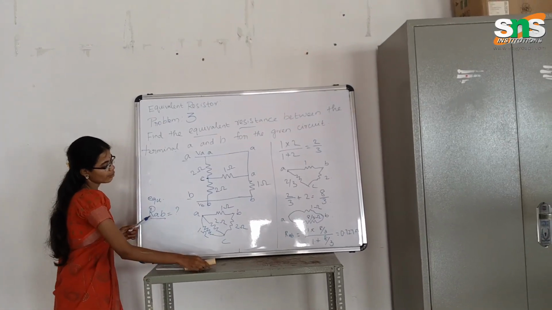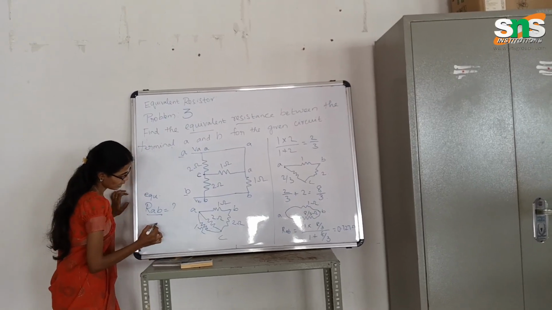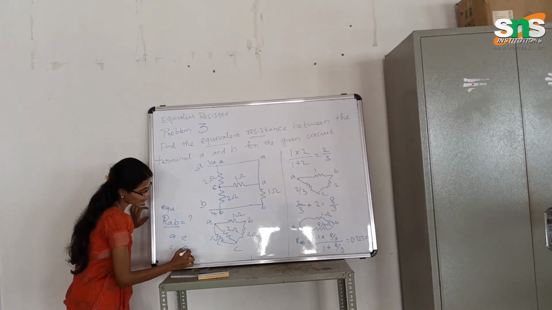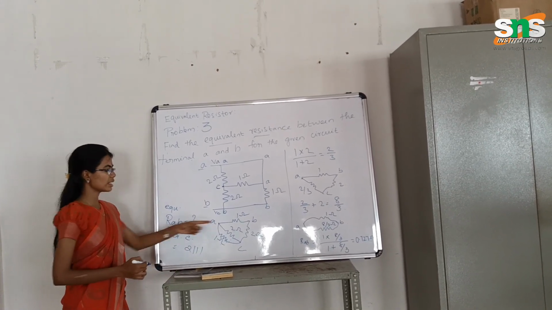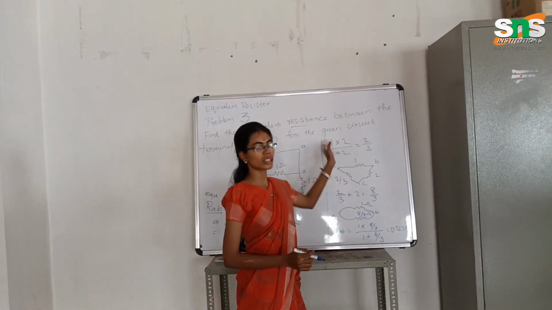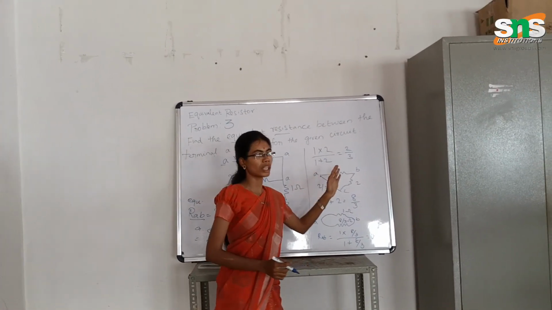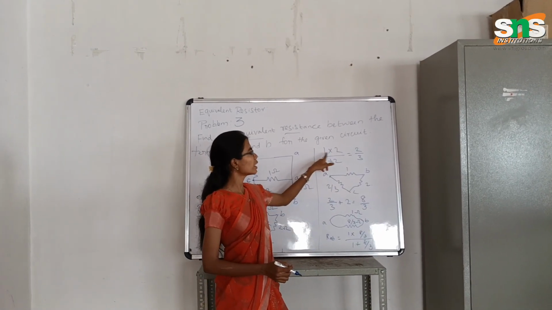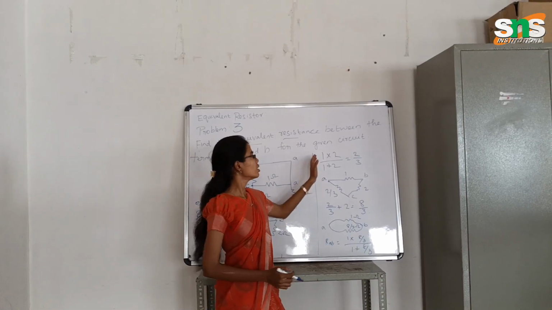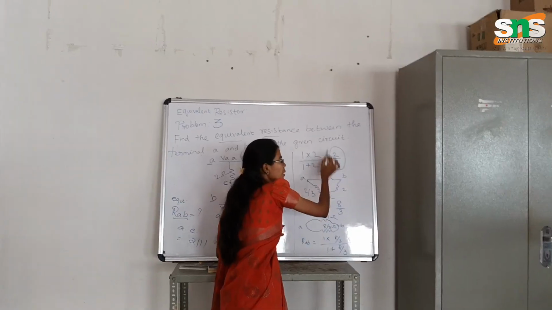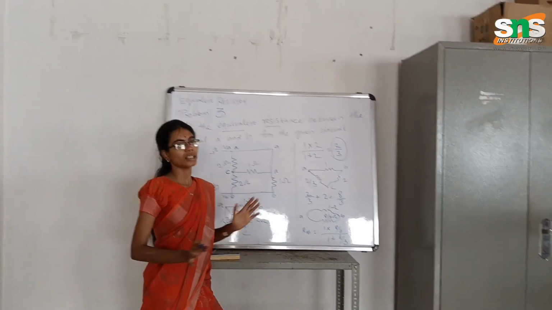We know that the 2 ohm and 1 ohm resistances between A and C are connected in parallel. So we use the parallel resistor formula, R1 into R2 divided by R1 plus R2. Writing it as 1 into 2 divided by 1 plus 2, that gives 2 by 3. I am taking this value as 2 by 3 itself, not simplifying the value.